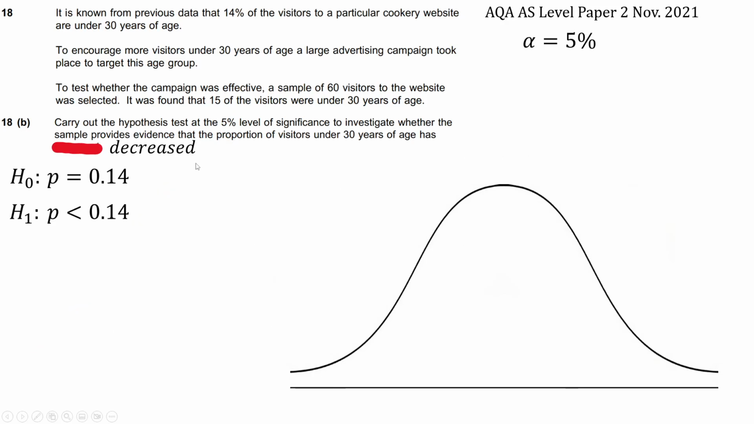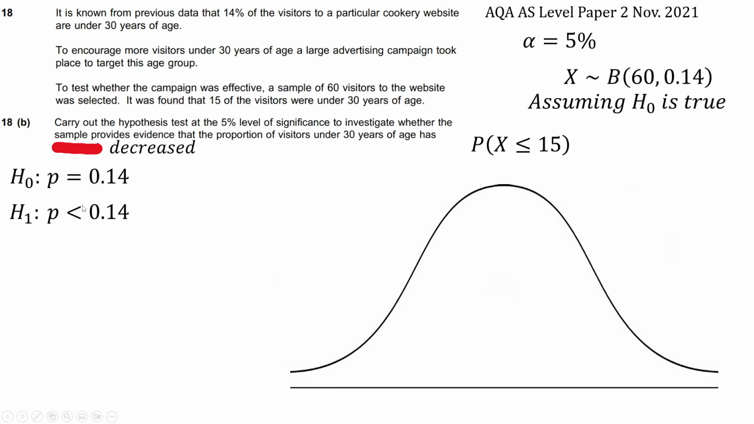Okay, imagine this didn't say increase, imagine it said decreased. So P for the alternative hypothesis would be less than, because we're looking for it to decrease. Okay, this is still the same here. We still assume H naught to be true always. Now we're looking for the probability that X is less than or equal to 15, because this is a less than. Okay, and that is 0.99.